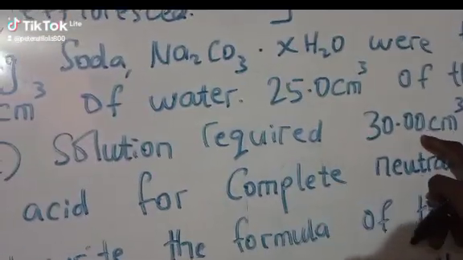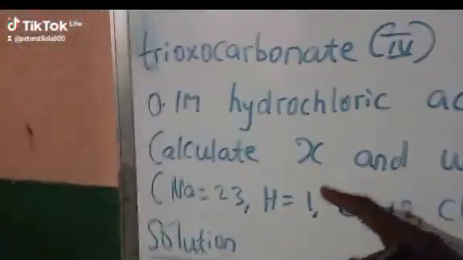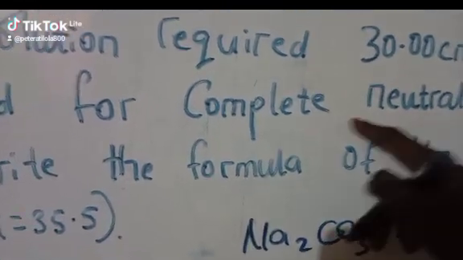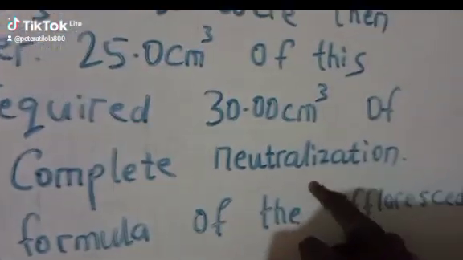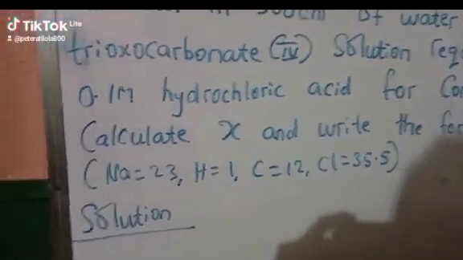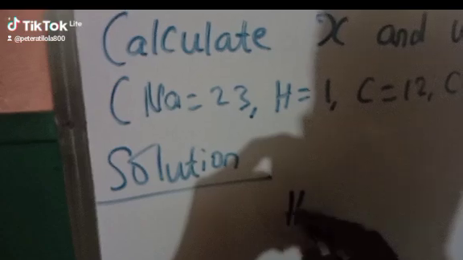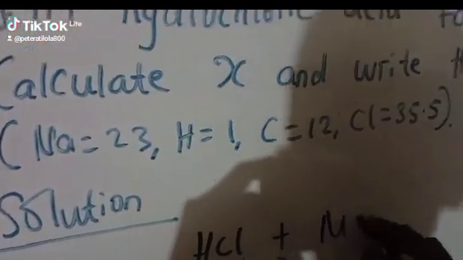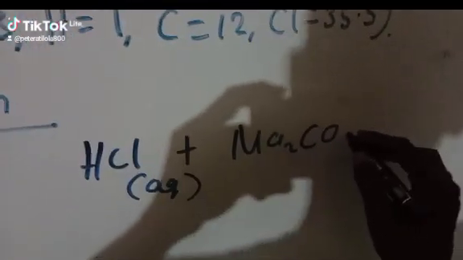They gave you volume. They gave you, for complete neutralization. Remember what I said neutralization reaction means? A reaction between an acid and a base to give you salt and water. So I think we need the equation for the reaction. The equation for the reaction will be like HCl aqueous plus that which is acting as the base, Na2CO3.XH2O, to give you that salt plus water.